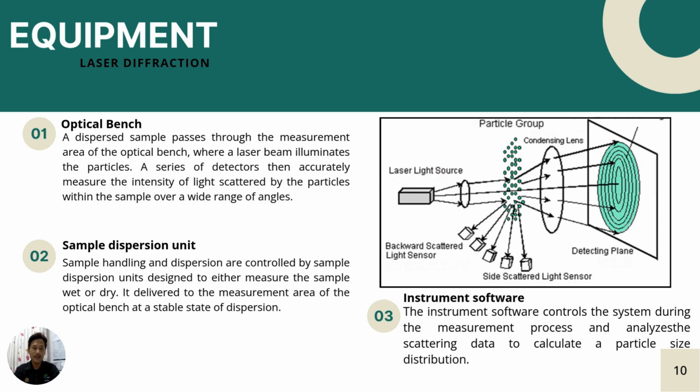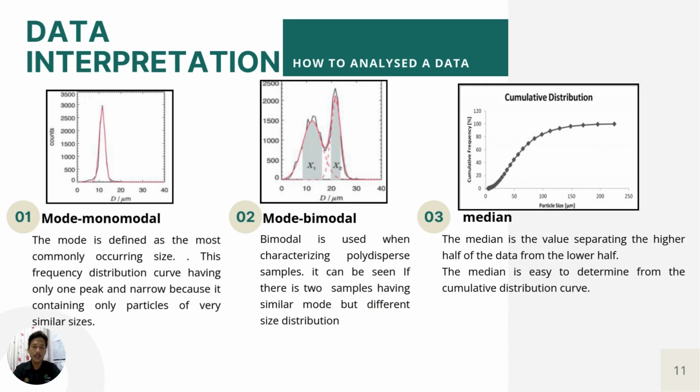Sample handling and dispersion are controlled by the sample dispersion unit, which is designed to measure the sample either wet or dry. It will deliver the sample to the measurement area of the optical bench at a stable state of dispersion. And the third one is the instrument software. The instrument software controls the system during the measurement process and analyzes the scattering data to calculate the particle size distribution.